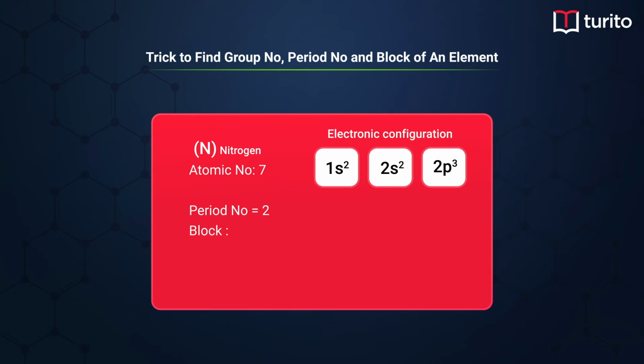To find the block, we can see that the last electron here is entering the P subshell. So the block will be P block. To find the group number, the formula is 12 plus the number of electrons present in the last P subshell. That is 12 plus 3 electrons here. So the group number would be 15. So nitrogen belongs to second period, P block and 15th group.